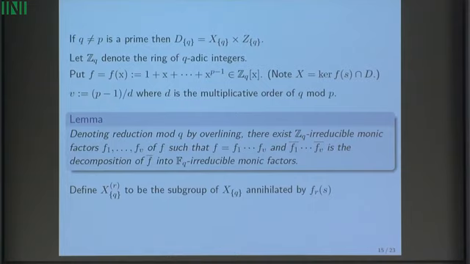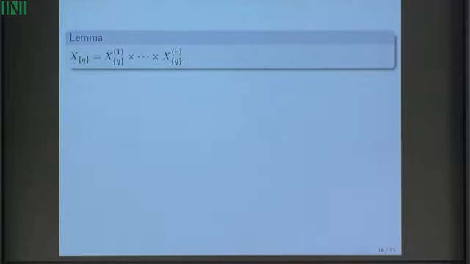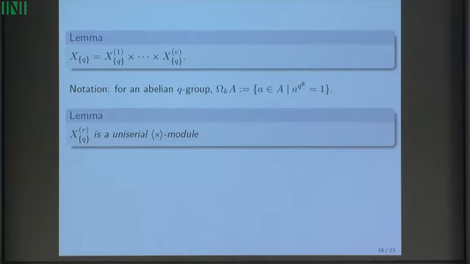Define X_{q,r} to be the subgroup of X_q annihilated by f_r(s). So this is a module, a Z_q S module, and these are the factors in the direct sum decomposition of X_q. So that's a module decomposition. And each of the module factors we know, or we can work out, its submodule structure. They're all uniserial. The only submodules they have are the ones that they must have, these omega_n's.